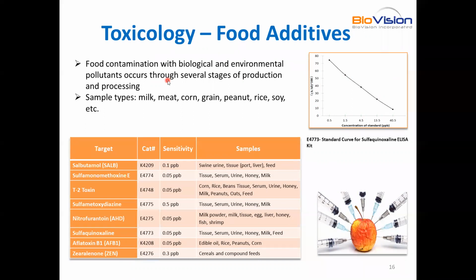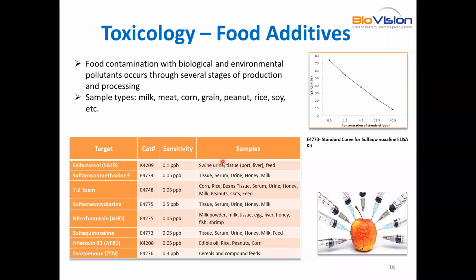Food additives have serious effects on health. These ELISA kits can easily detect the chemical toxicity of these chemicals in the food samples. Some of the good selling kits in this category are salbutamol and sulfonamide residues. Almost all the kits listed here are good selling kits, and they also have very high sensitivity, and they can be used for a broad range of sample types.